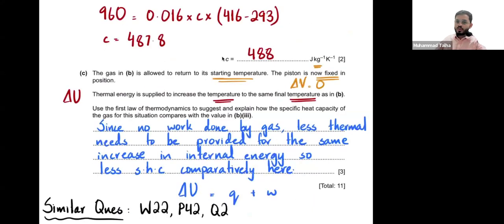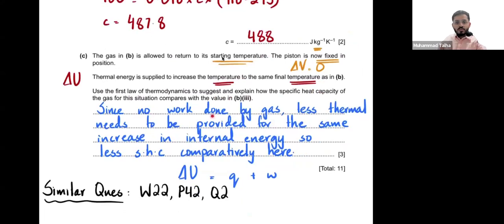This is what I talk about here. So since there is no work done by the gas, less thermal energy needs to be provided for the same increase in internal energy. So less energy needs to be provided. This means that your specific heat capacity is also lower here.